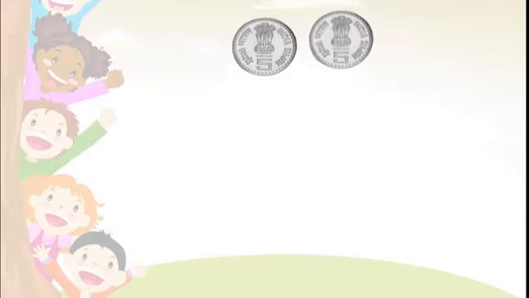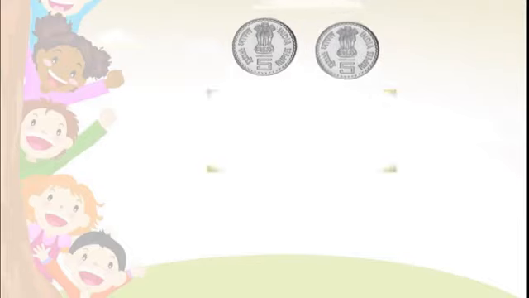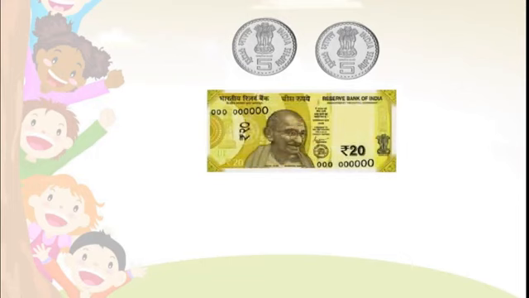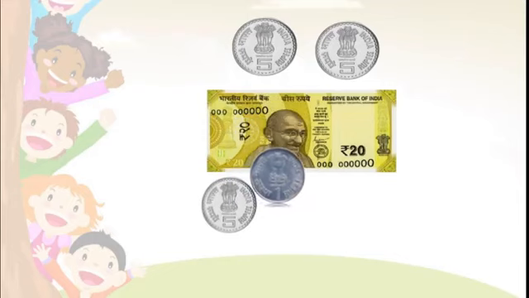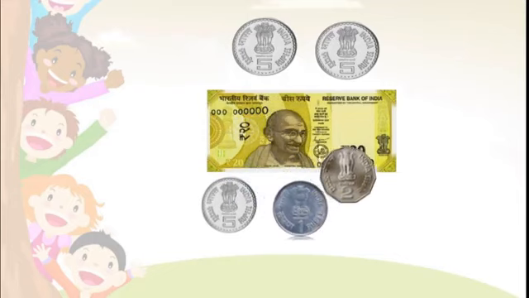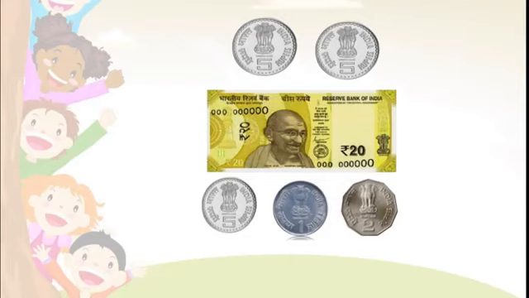Dear students, we will see some more coins. This is 5 rupees coin. See this one more 5 rupees coin. 20 rupees note. 5 rupees coin. 1 rupee coin. 2 rupee coins. Okay, what is the total amount or what is the total value of these coins and currency note?